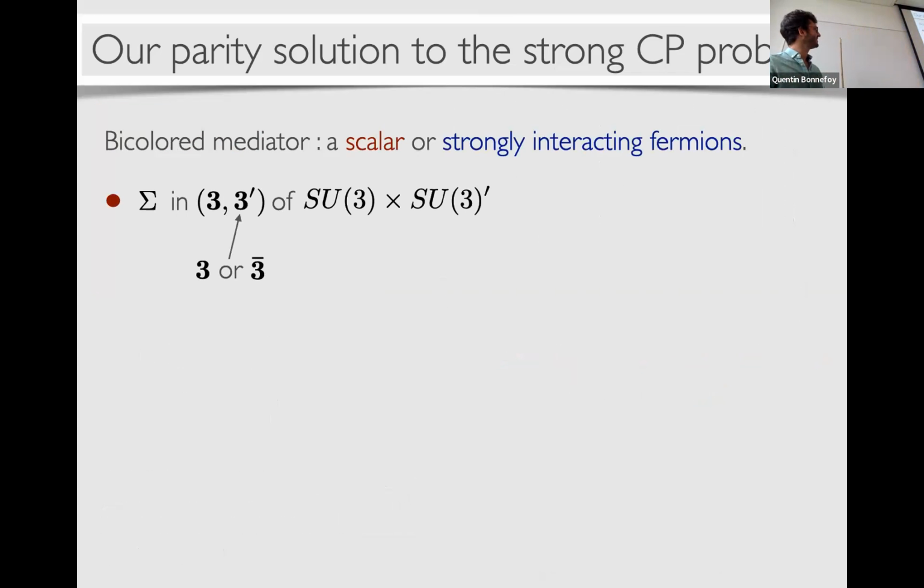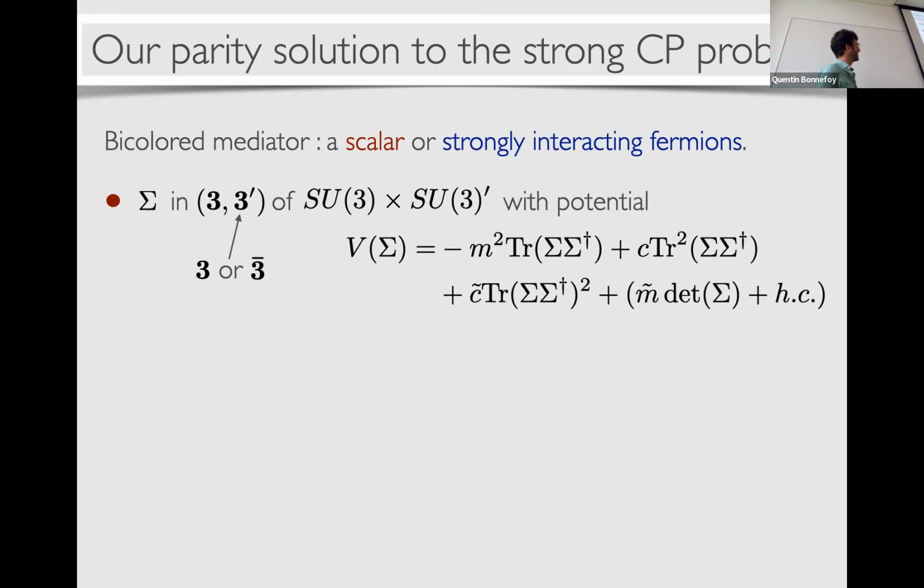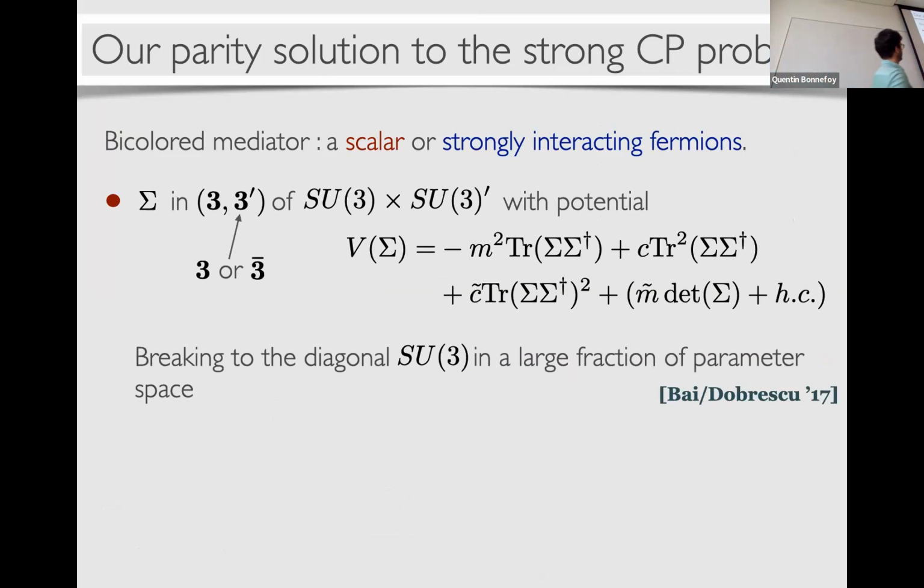Yeah, let me say very briefly about this bicolored mediator. You can do it either through a scalar or strongly interacting fermions. We looked at both. In the scalar case, you just introduce a scalar in the 3 prime, which would be either 3 or 3 bar of the second group. You write its most generic potential, and you're going to find that in a large fraction of parameter space, the true vacuum of that theory happens to break the two groups down to the diagonal, which is exactly what I want. Or in other words, the VEV that minimizes that potential is the identity times something.